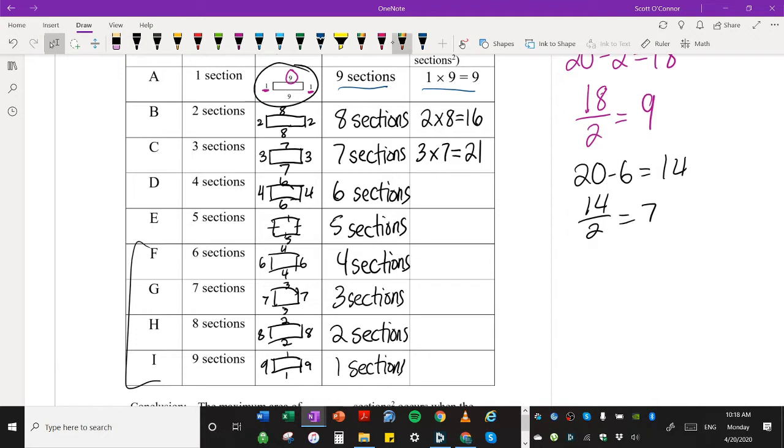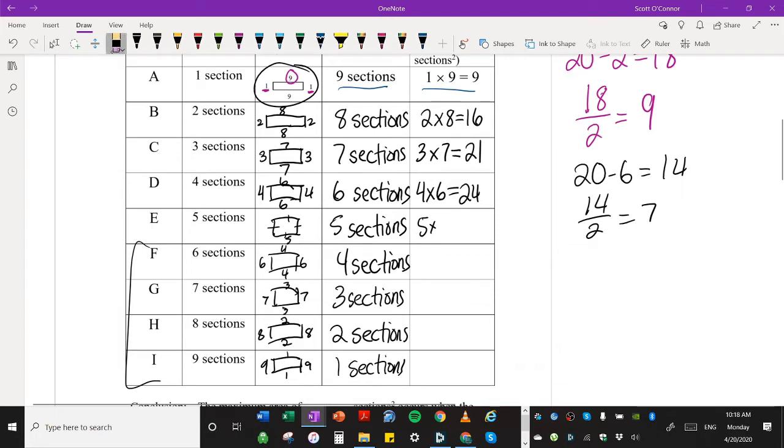So now let's do the last column, and let's get the areas. So here we get 4 times 6 gives us 24. 5 times 5 gives us 25.